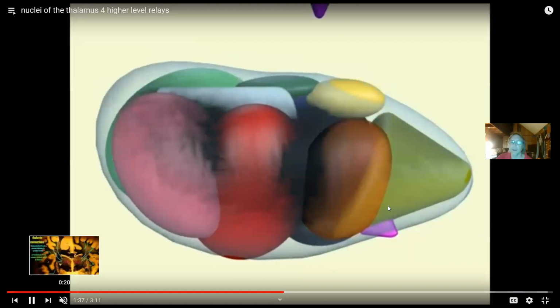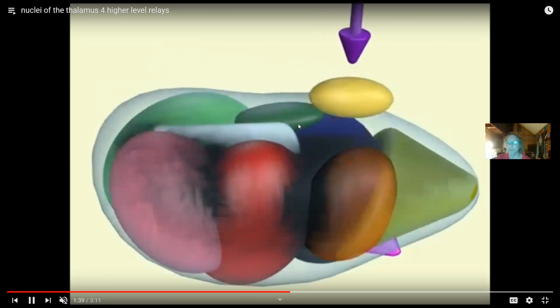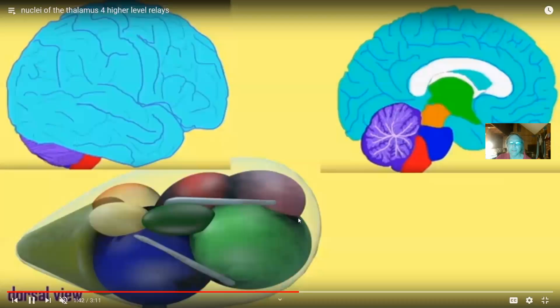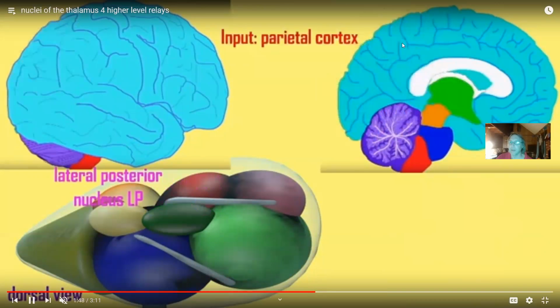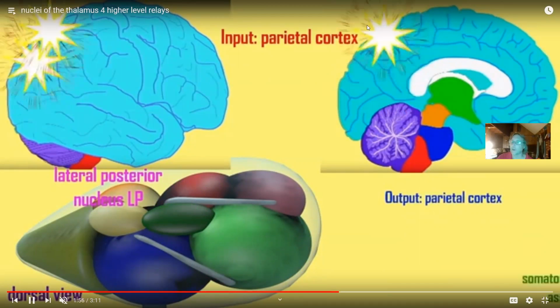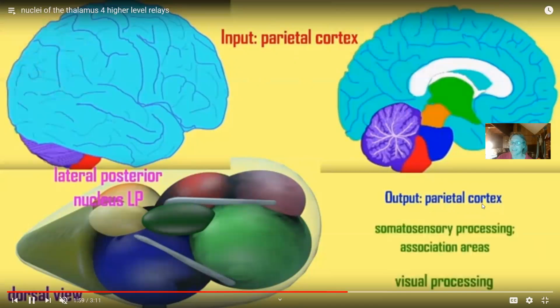It's helping with more complex processing, so it's not one of those simple relays. And likewise, here we have another nucleus of the thalamus, the lateral posterior nucleus, which is also sending input to the parietal cortex, which is also where it gets its input. So the parietal cortex talks to the thalamus, which then goes back to the parietal cortex as its output, functioning in somatosensory processing, also some visual processing.